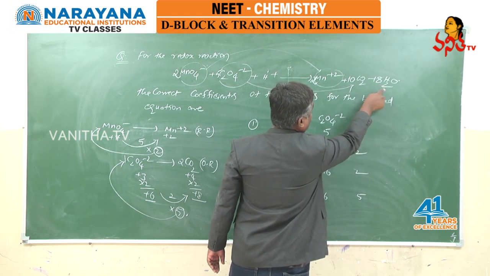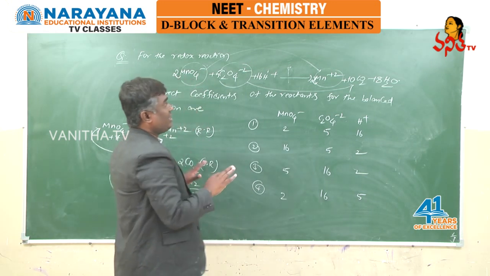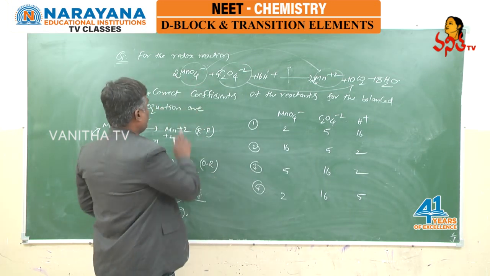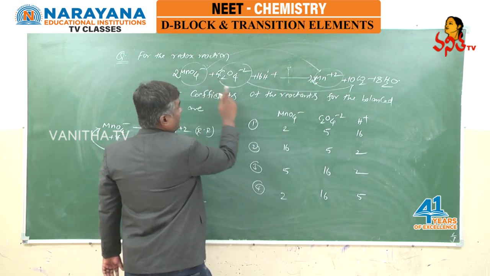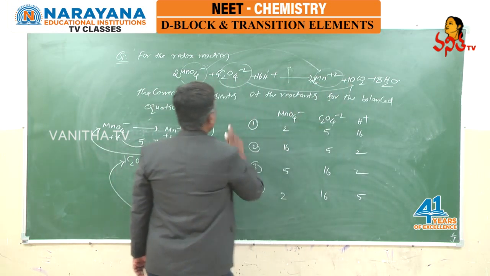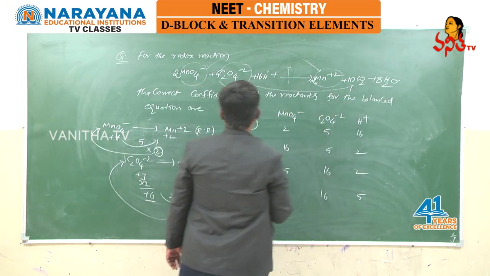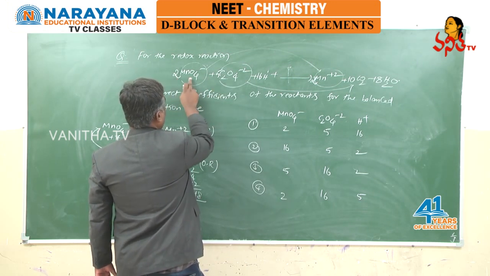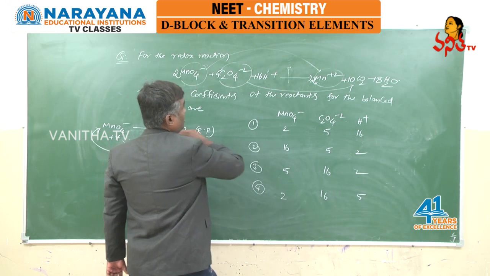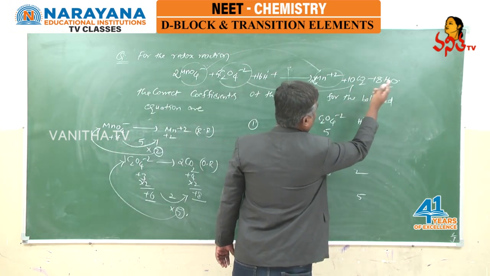Hydrogens are 16 hydrogens, so make it 16 H plus ions. Now it is entirely balanced. You can see once again 2 manganese, 5 2s are 10 carbons, here also 10 carbons, 16 hydrogens, 8 2s are 16 hydrogens, and oxygens are how many? 5 4s are 20 plus 2 4s are 8, so 20 plus 8, 28. Here also 10 2s are 20 plus 8, 28 oxygens.